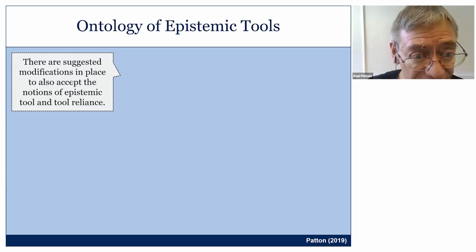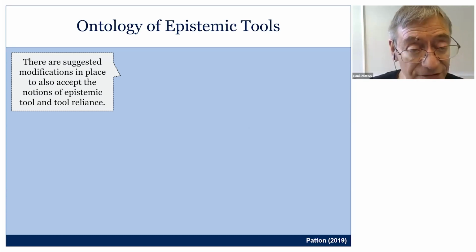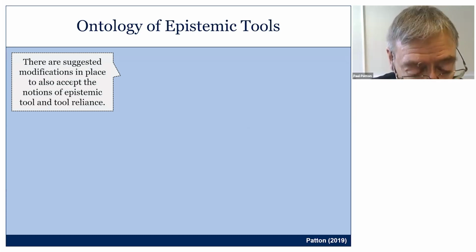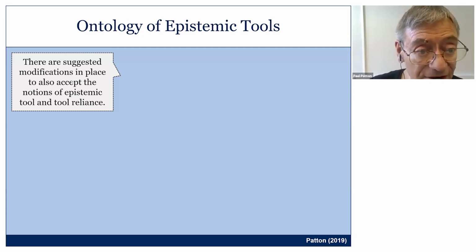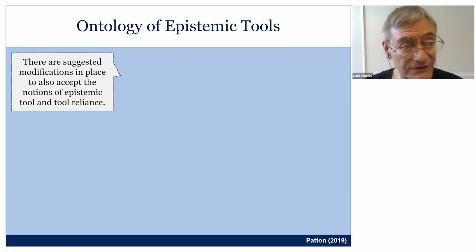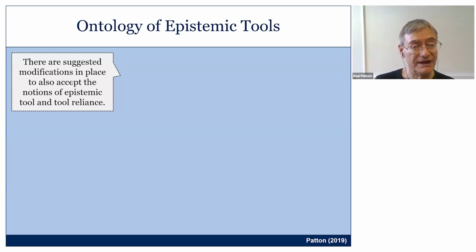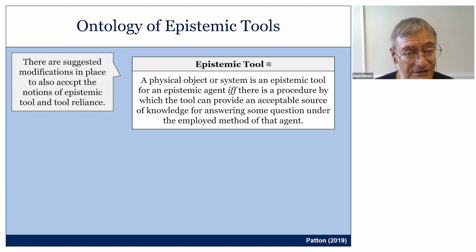There are suggested modifications in place to expand the ontology of the sociotechnical domain beyond just the agents to talk about the use of tools in science. We know that tools and instruments, from a simple thermometer or a ruler to the Hubble Space Telescope and the Large Hadron Collider, are essential parts of the modern scientific enterprise. And so how is it that they fit into our ontology?